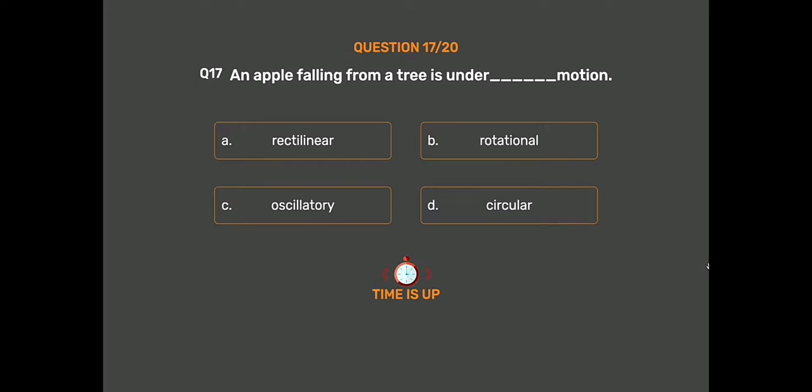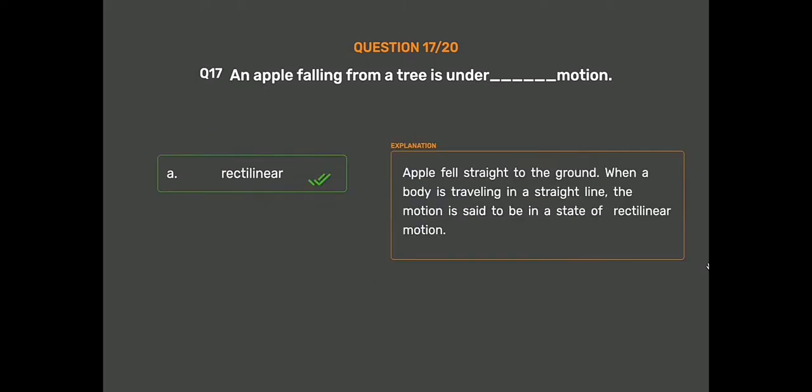The correct answer is option A. Rectilinear. The apple fell straight to the ground. When a body is traveling in a straight line, the motion is said to be in a state of rectilinear motion.